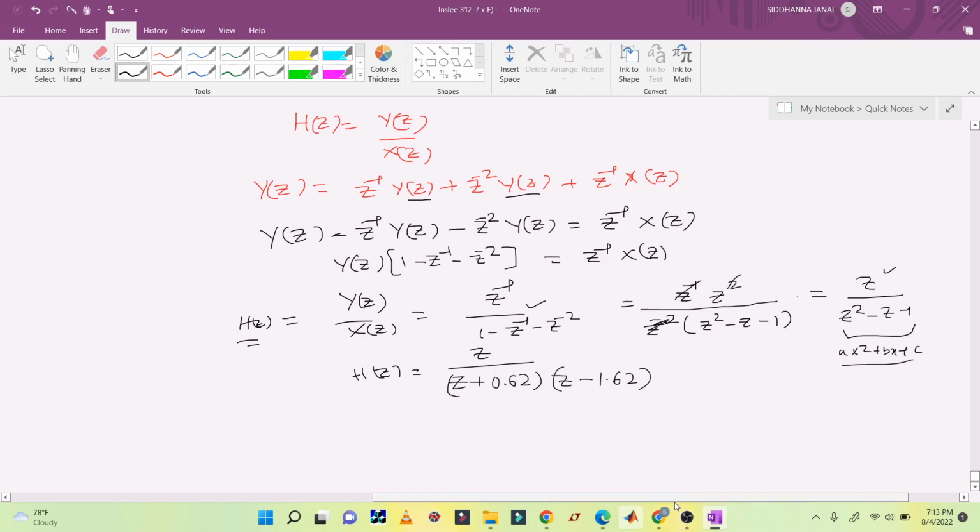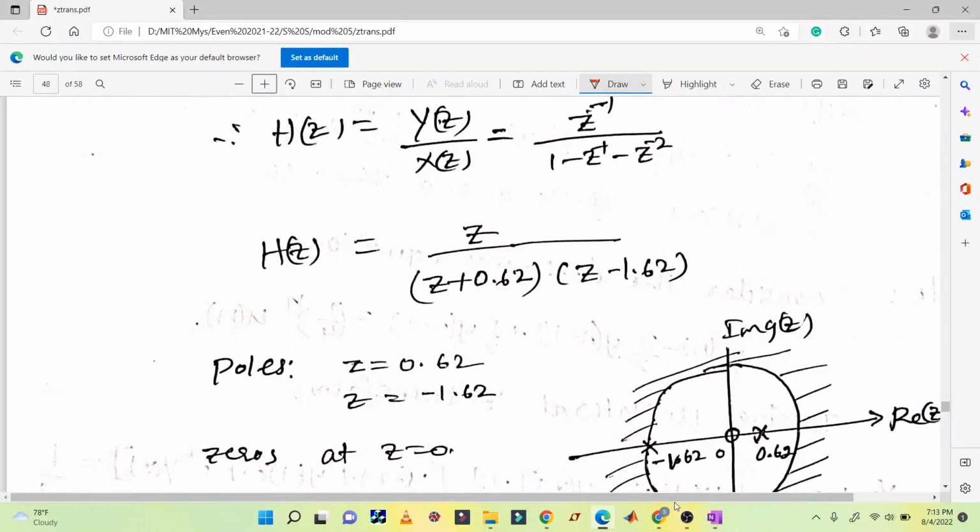In the notes I have wrongly given poles as z is equal to 0.62. It should be minus here and it should be plus. Similarly, this ROC diagram, whatever I have given in the notes is wrong. Please note that. So this is the equation we are going to get, right?